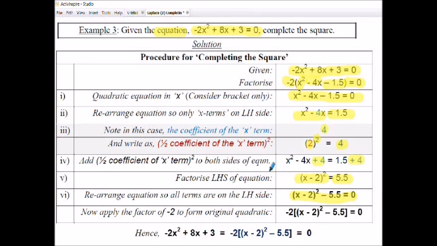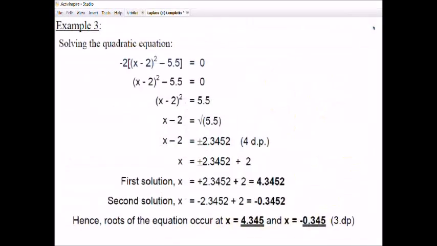Don't forget though the original minus 2 from the original equation, so I factor now everything by minus 2 to get my final solution. So again, minus 2x squared plus 8x plus 3, using completing the square, can be written as minus 2 open bracket x minus 2 all squared minus 5.5 close bracket equals 0. Over the page I've shown how to solve this equation. It's very similar as before, so I won't labour that with you. I'll leave it there for your information.